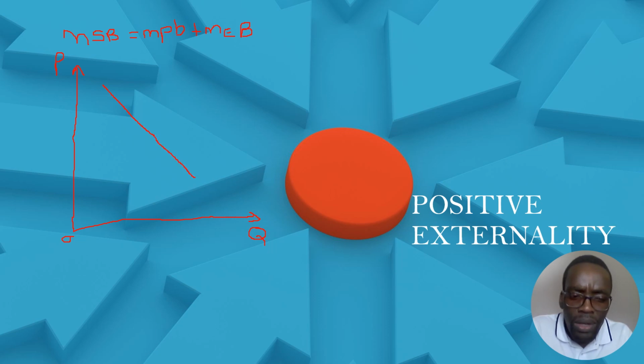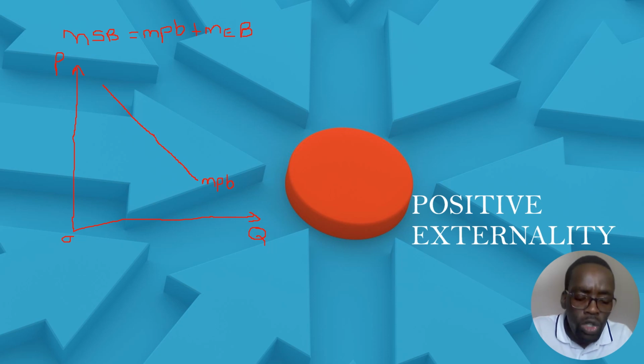Our downward sloping curve is going to represent what we call the marginal private benefit, okay, which is the benefit that is going to be enjoyed by the consumers who bought the product, or who participated in the economic activity. So their benefit is going to be indicated by the marginal private benefit.